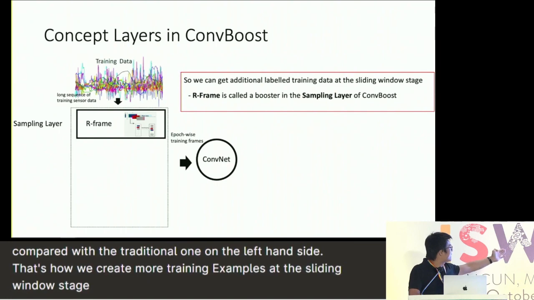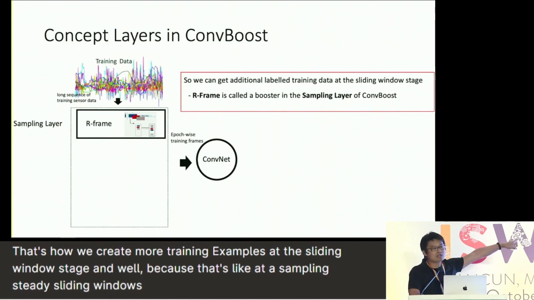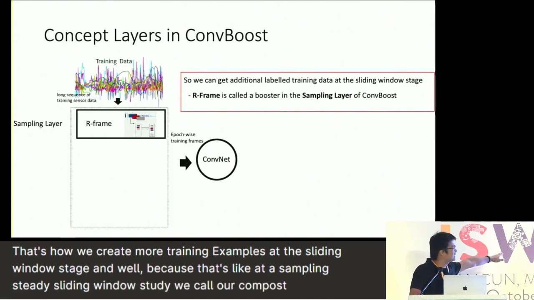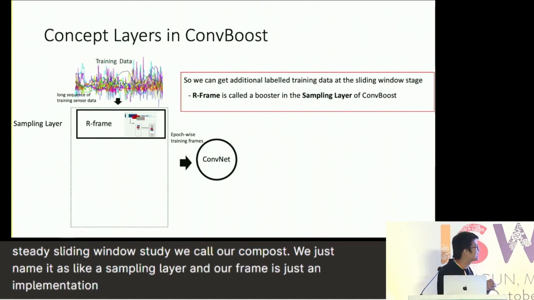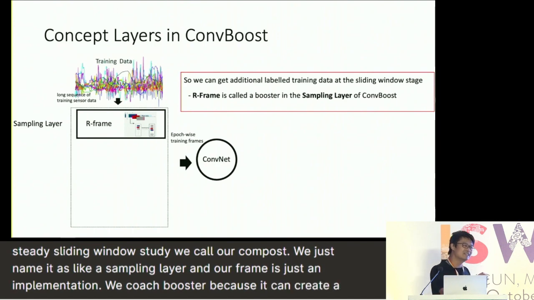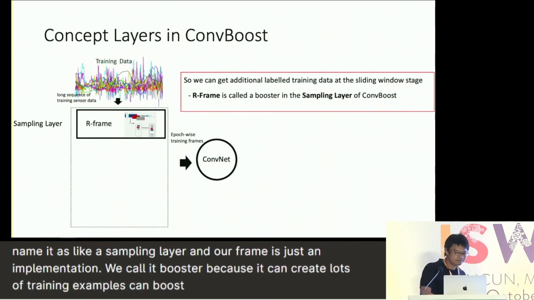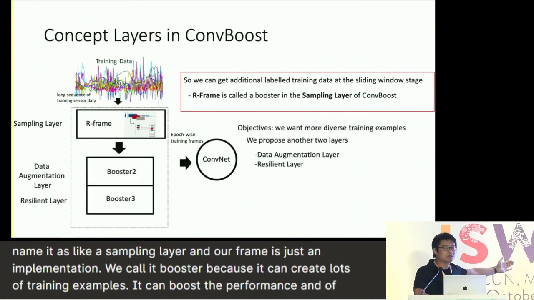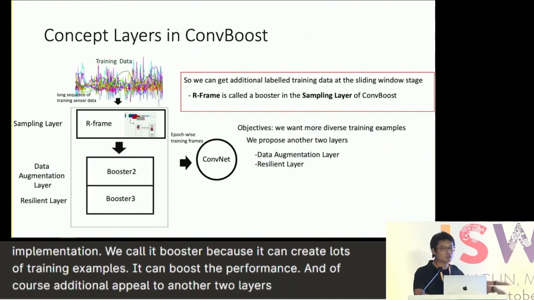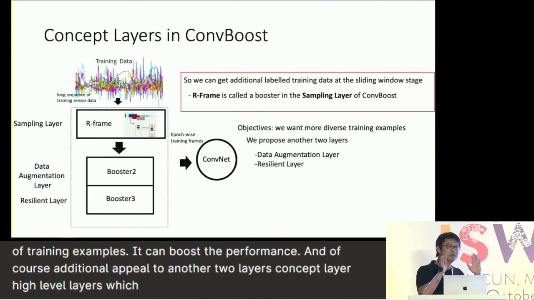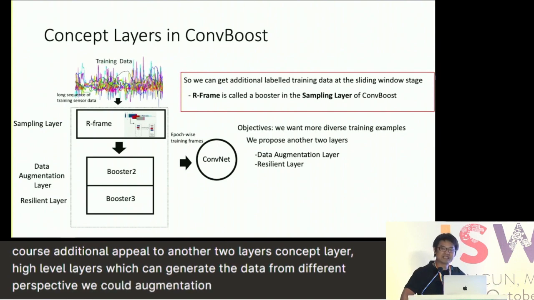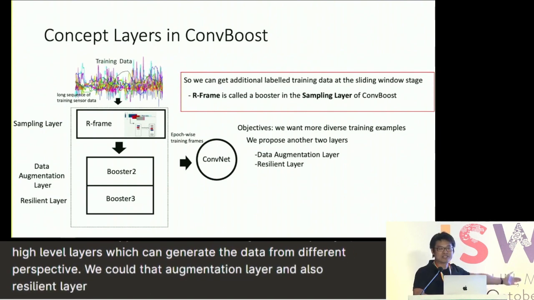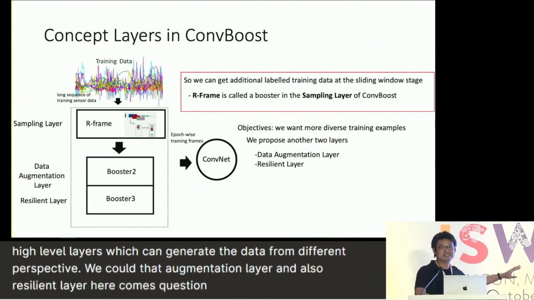Because that's at the sampling stage, the sliding window stage, in our ConvBoost we name it a sampling layer, and R-frame is just an implementation. We call it a booster because it can create lots of training examples and boost the performance. Of course, we additionally built two other high-level layers, which can generate data from a different perspective. We call them the data augmentation layer and the resilient layer. Here comes the question: booster 2, booster 3, the actual implementation.